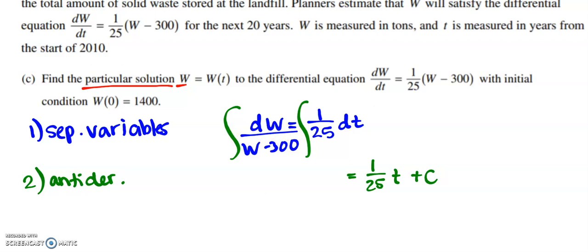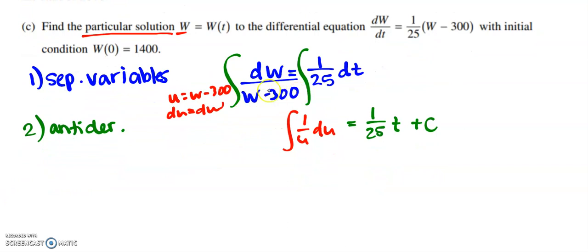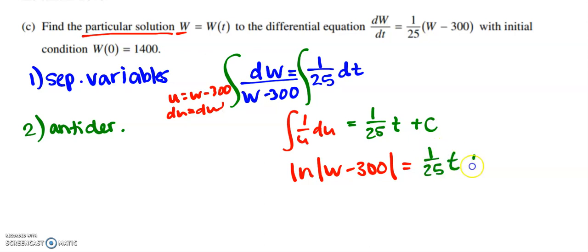On the left side, technically, I need a u-sub. So u is going to be equal to W minus 300. du is a perfect match with dW. So I get the integral of 1 over u du. But also in your head, you might be able to do that because you know that there's not going to have to be an adjustment there. So I'm going to get the natural log of u equals my 1/25 t plus c. Okay, so I separated my variables, took the antiderivative.